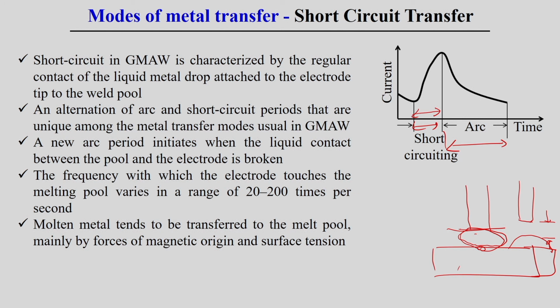The frequency at which the electrode touches the melting pool varies in a range of 20 to 200 times per second. At that frequency the metal transfer normally happens in the short circuit mode of metal transfer.